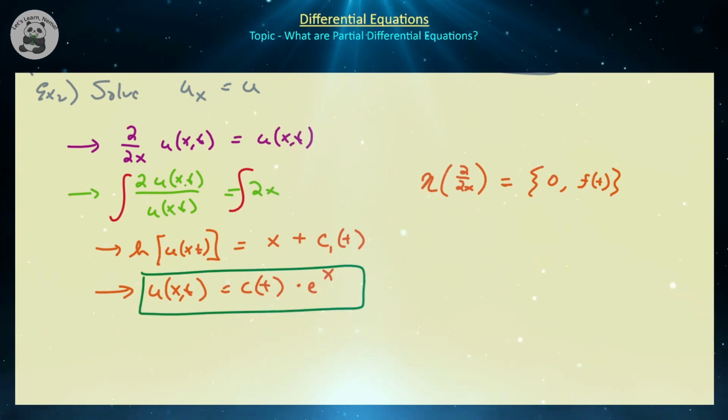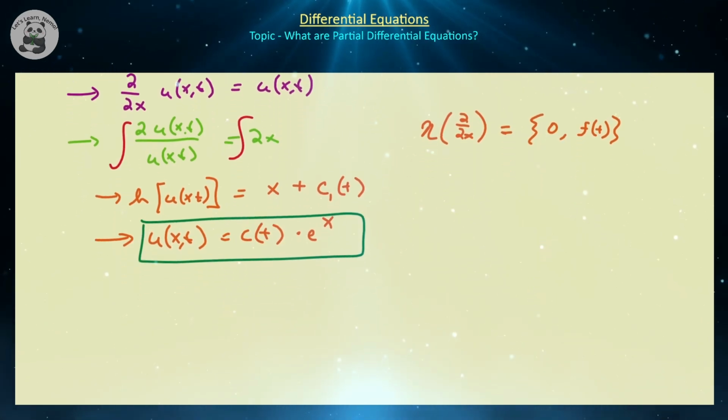So we obviously can solve some very trivial PDEs where we only have one partial derivative, either x or t, of a multivariable function, let's say u of x and t.